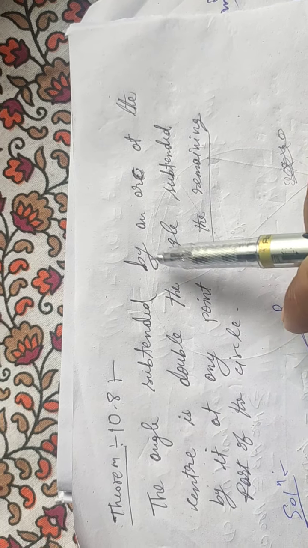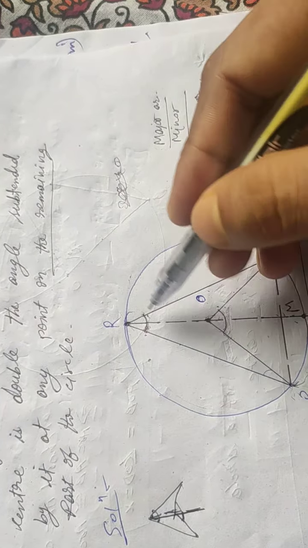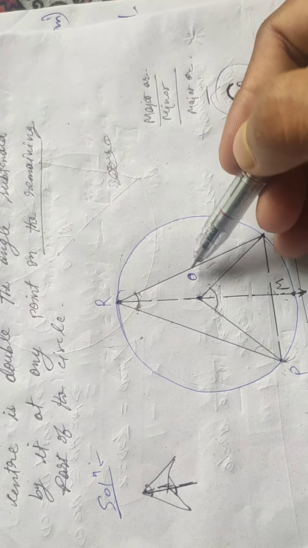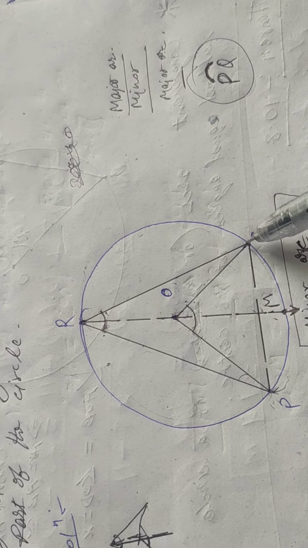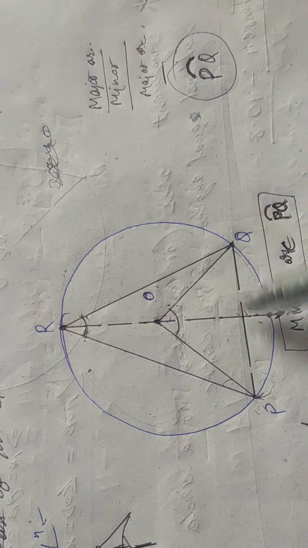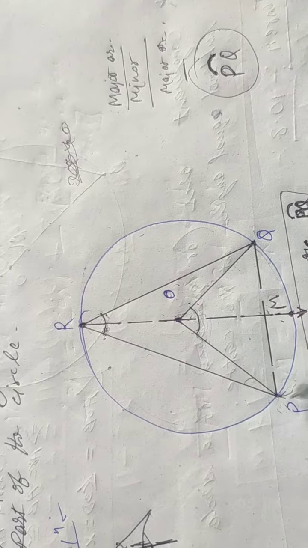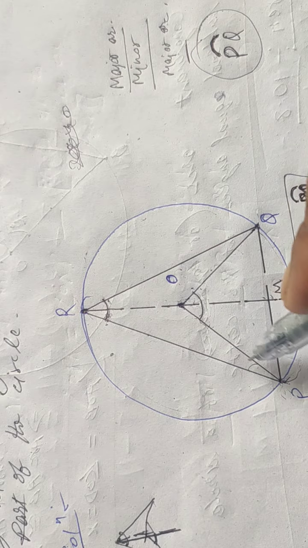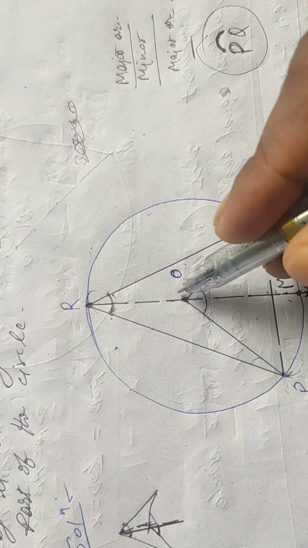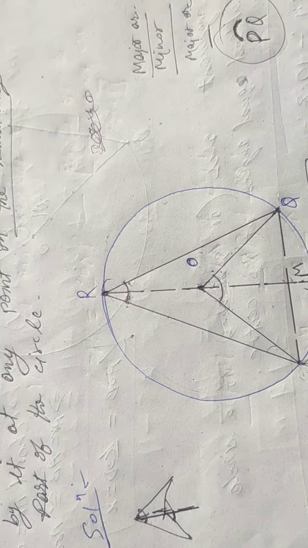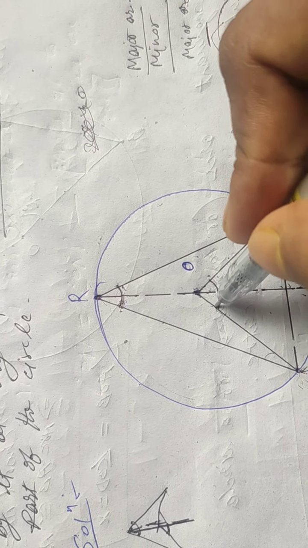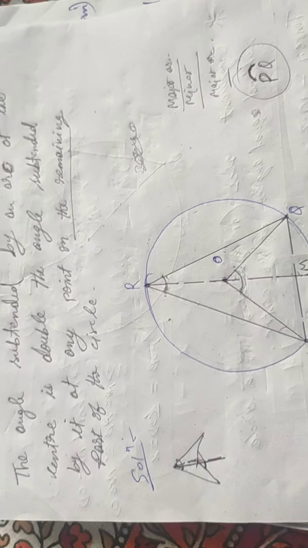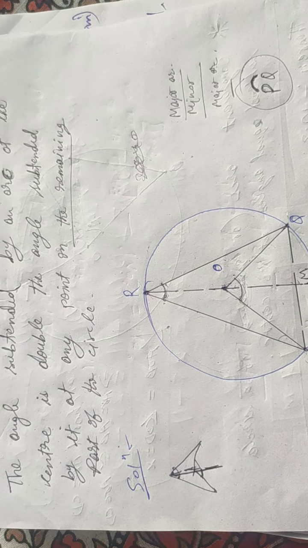So what is the angle subtended by an arc at the center? This is the circle and this is the point O. Point O is the center of the circle. Take any two points P and Q on the circle. Now join these points with the center, OP and OQ. Now you get an angle. This is the angle subtended by an arc at the center.